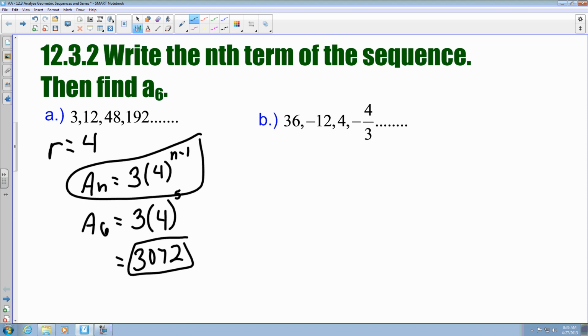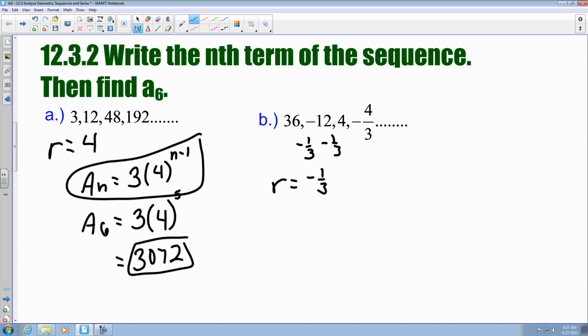Okay? So if I look at B, I have negative 12, divide that by 36. That's going to give me a negative 1/3. If I go 4 divided by negative 12, that's also going to be a negative 1/3. So my common ratio here is going to be a negative 1/3.